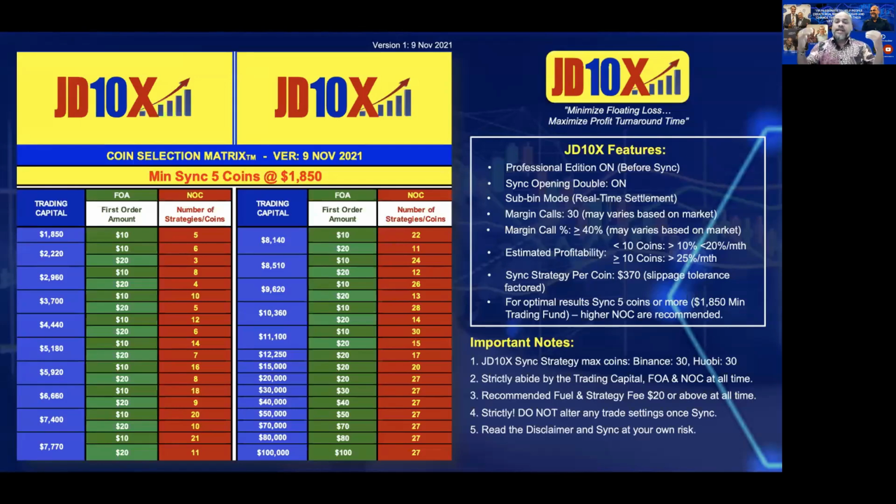Now, recommended fuel and strategy fee, make sure $20 and above, because when you go for JD10X, remember, every time it's profiting, your fuel 20% will be deducted. So make sure you have sufficient fuel, because we don't want your operation to stop. The moment your policy stops, you will no longer be profiting, and that will affect your profitability. So please take note of that. Make sure you monitor your fuel fee.